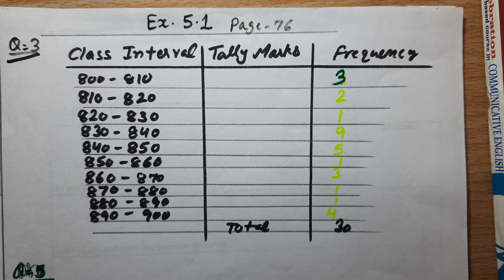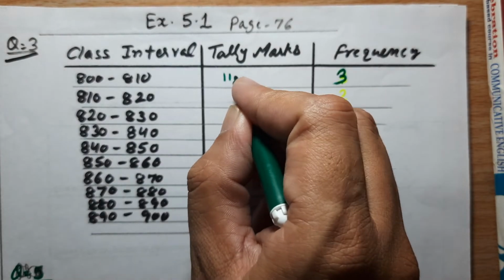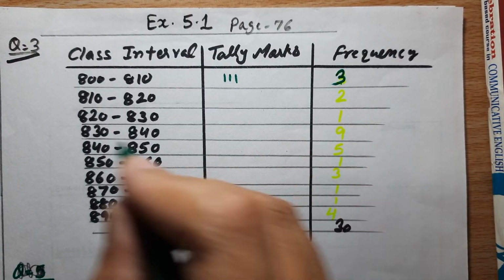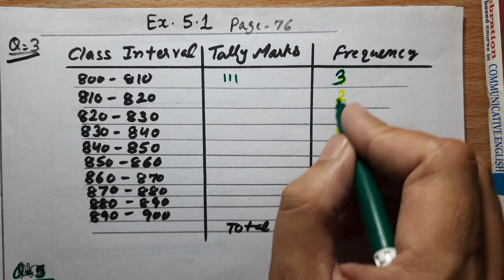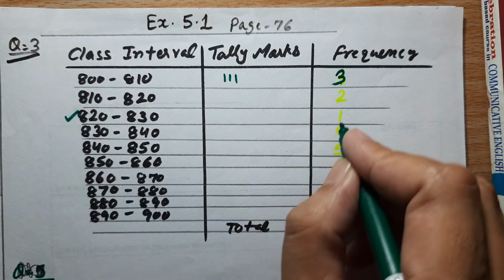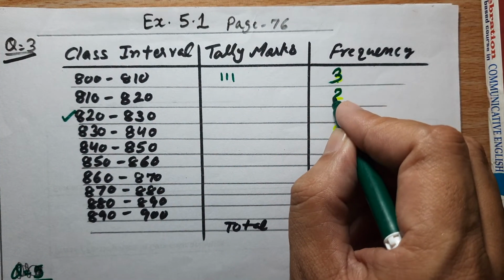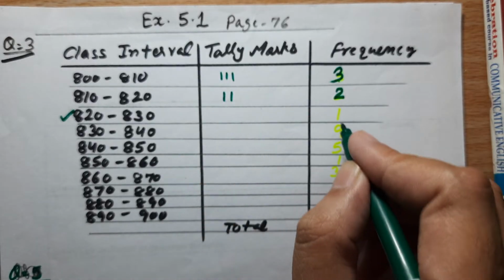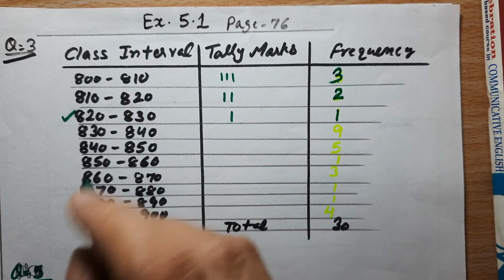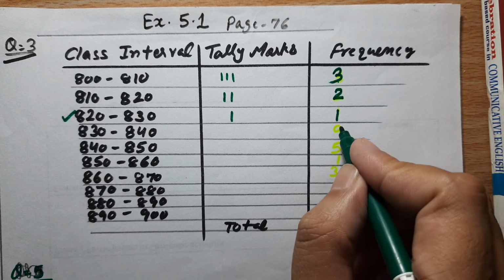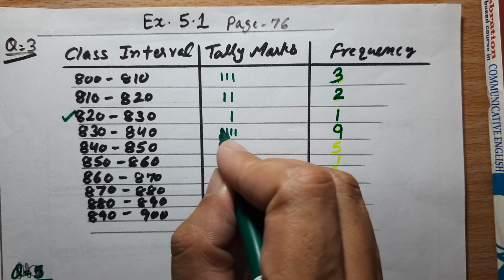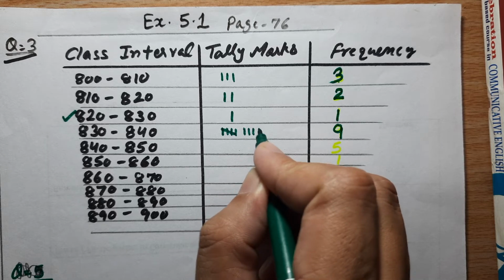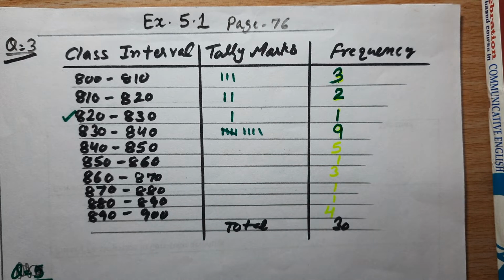Then what will be the tally marks? 1, 2, 3. Then from 800 to 820, only 810 to 819 values are counted. 820, next interval, 2, 1, 2, 1. Now from 830 to 840 there are 9 values. Write it. 1, 2, 3, 4, 5, 6, 7, 8, 9. I hope this is easier now.